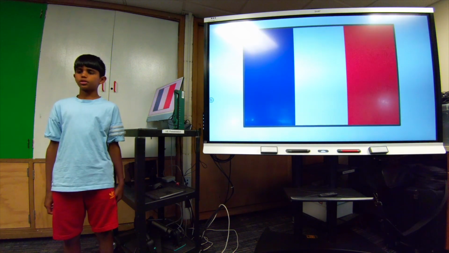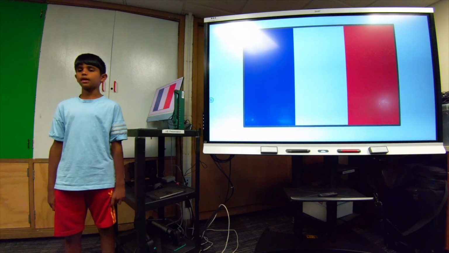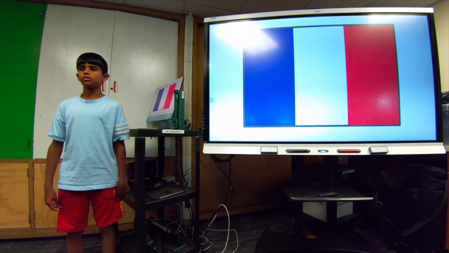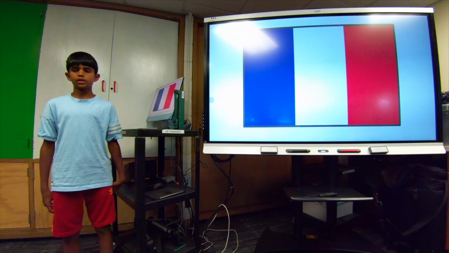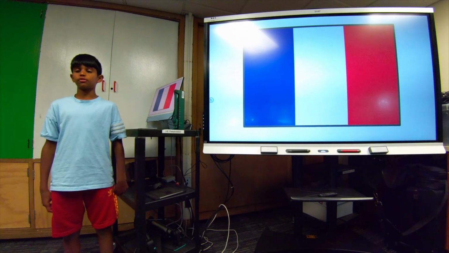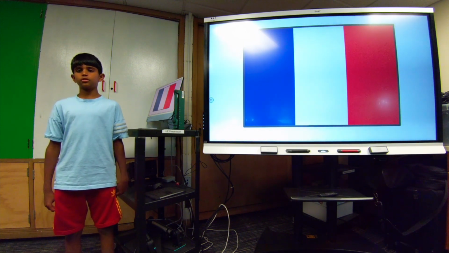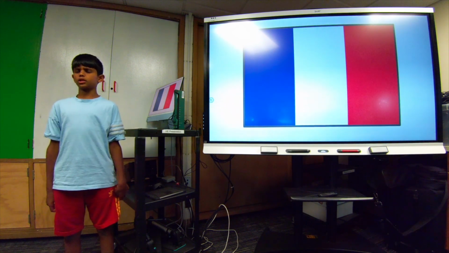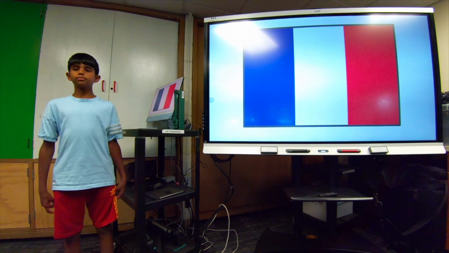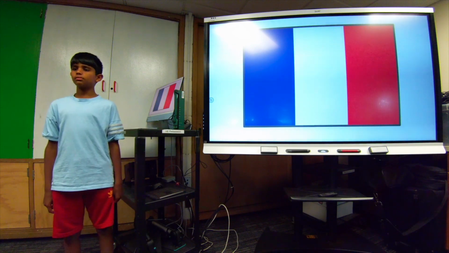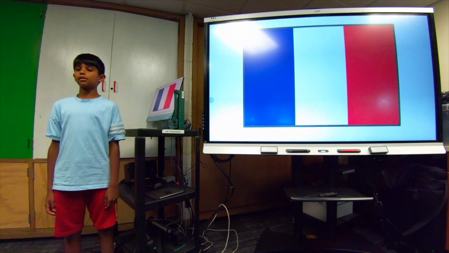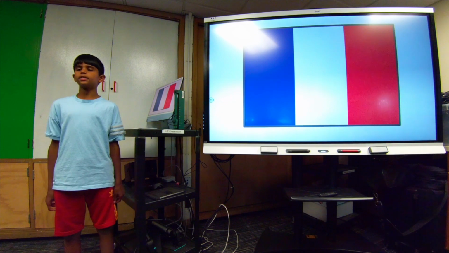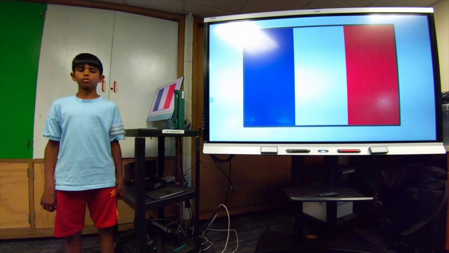A really common theme in lots of nations' flags is a tricolor. France has one of the first tricolor flags, and most tricolor flags usually have similarities in what they mean. For France, blue represents brotherhood, white represents unity, and red represents loyalty.